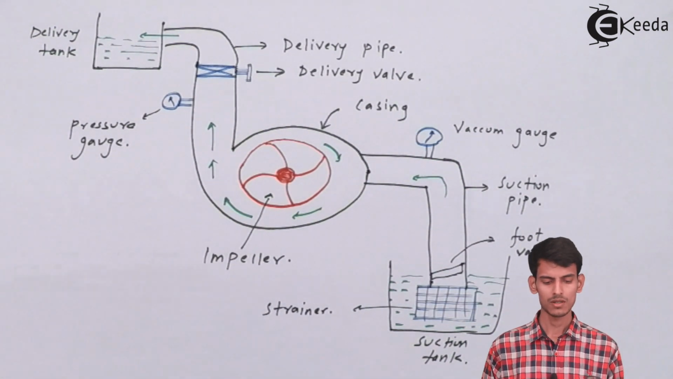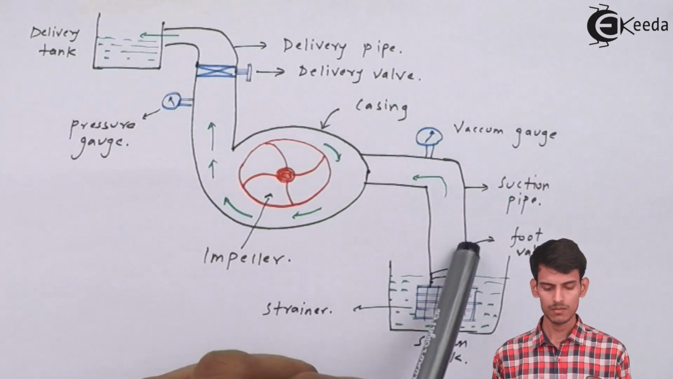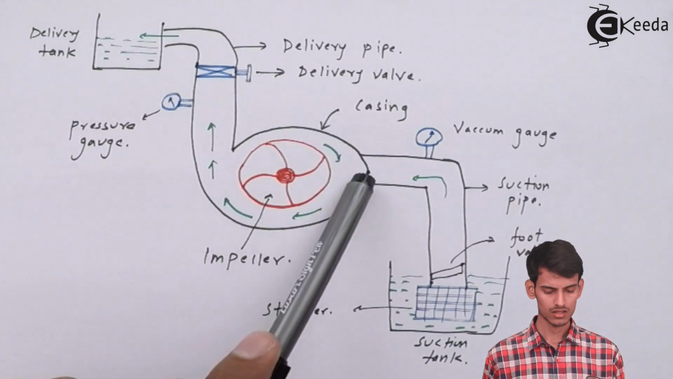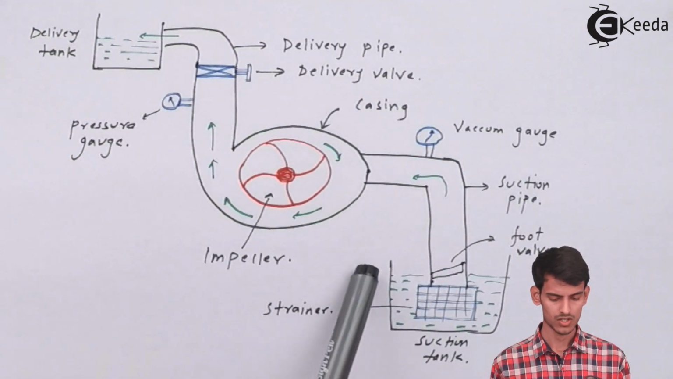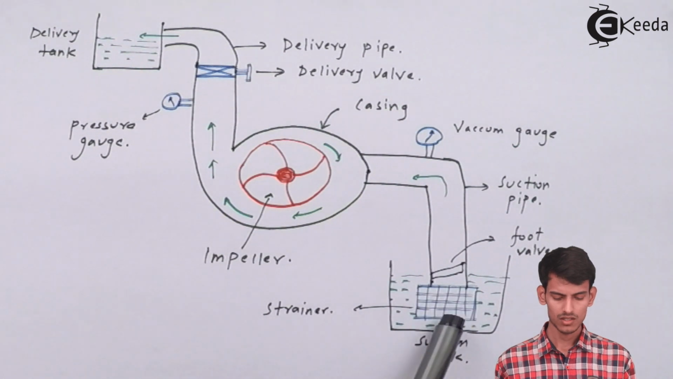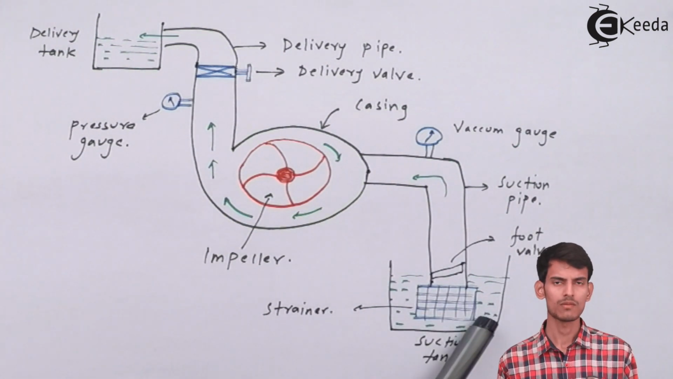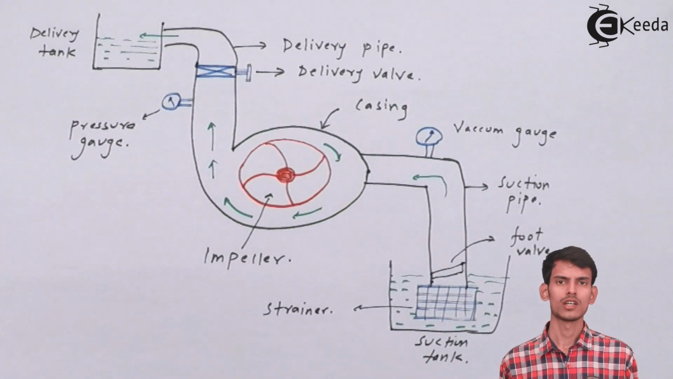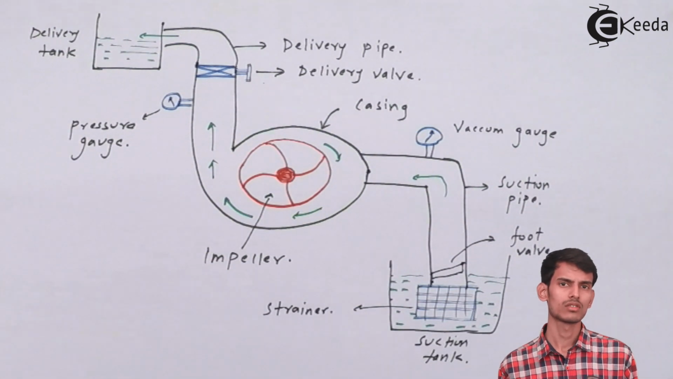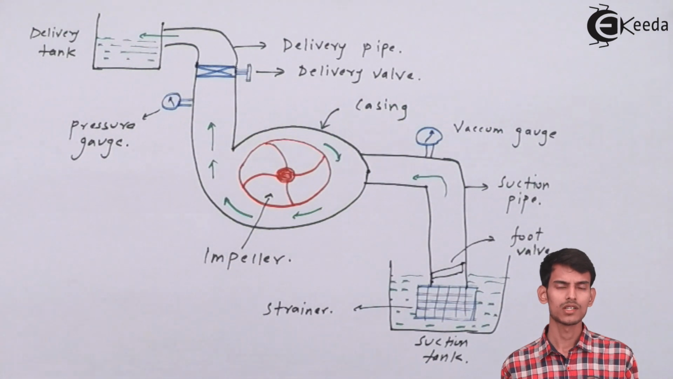So this is how a centrifugal pump looks like. As you can see here, there is a suction pipe, then there is casing, then you have a delivery pipe, then there is delivery tank, there is suction tank. This thing that you can see here is the strainer, because water contains impurities, so the impurities should not enter into the pump. Hence we have installed a strainer so that the mud and everything gets accumulated in the strainer, and the water that goes up should be clean.